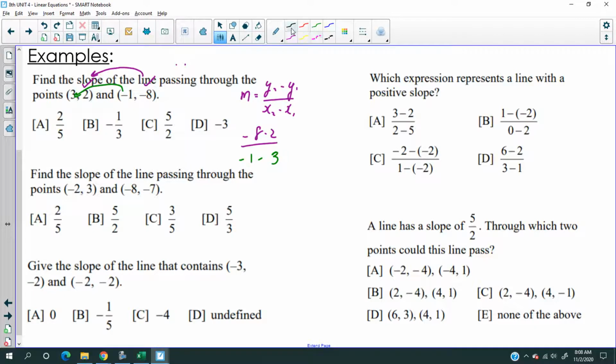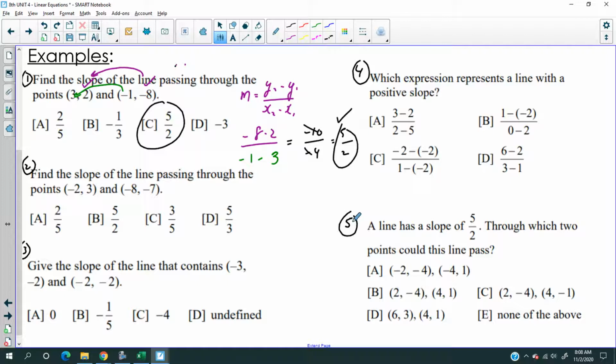Yep. So what's the answer there? That equals negative 10 over negative 4, reduced. That should be a positive number. 2 goes into 10 five times, 2 goes into 4 twice. Look, with slope, you don't need to turn that into a mixed number. An improper fraction is fine, that's what everyone does. So with that said, that's 1. Try 2, 3, 4, and 5 right now.